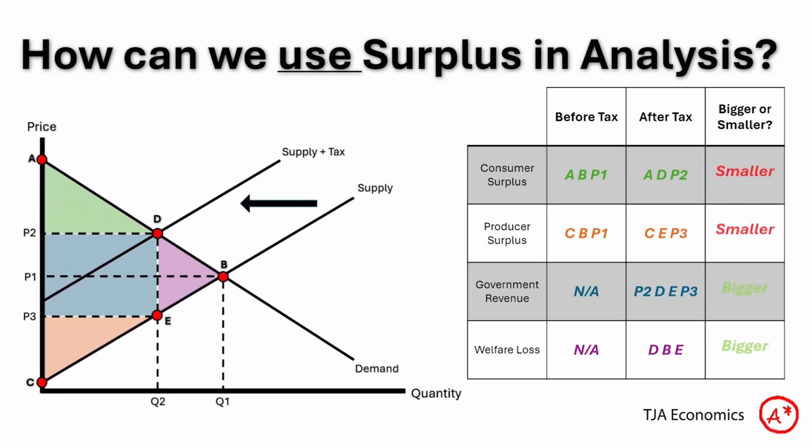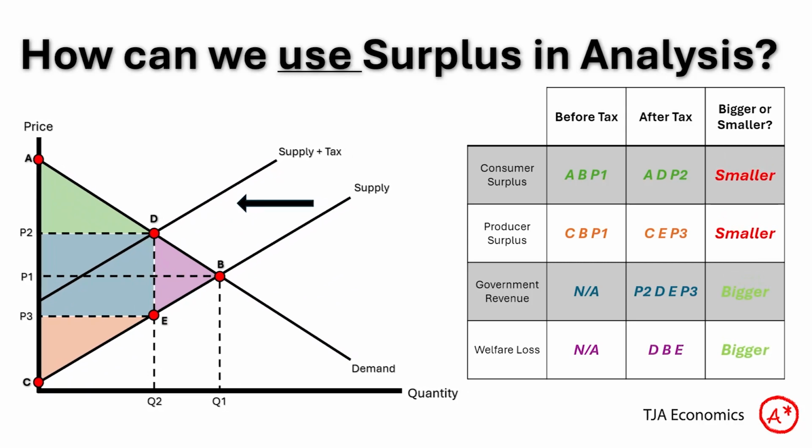And so we can say that consumer surplus and producer surplus are now smaller due to the tax. And that is what we should expect, right? After a tax on a product, we should expect that consumers are worse off because they're paying a higher price and they're buying less of it. Likewise, producers are worse off because they are receiving a lower price and they're making less. And so the producer and consumer surpluses are smaller.